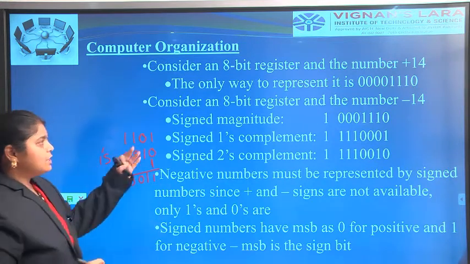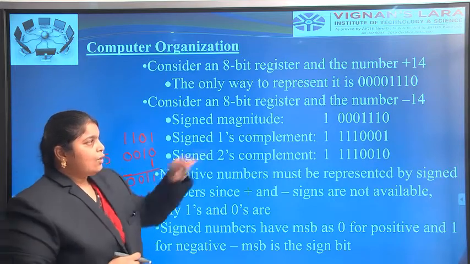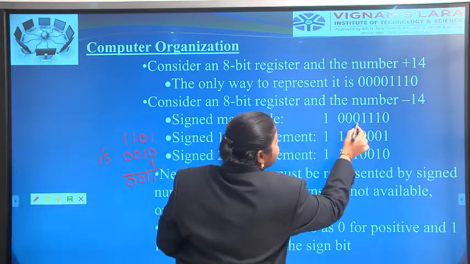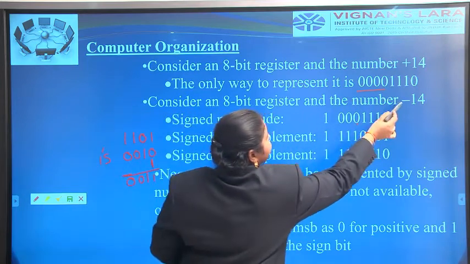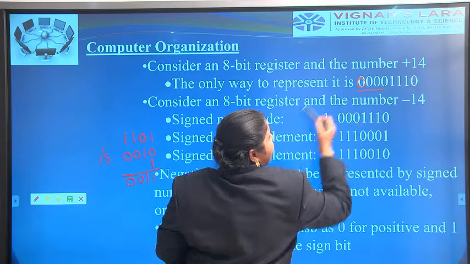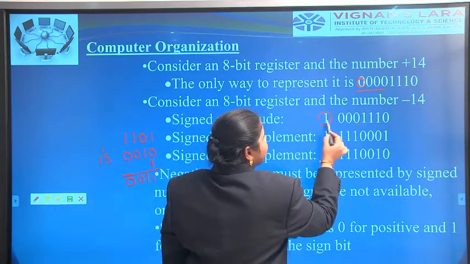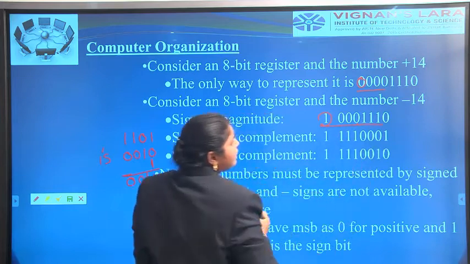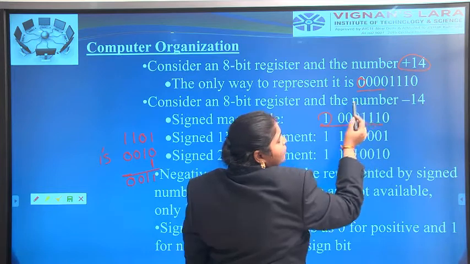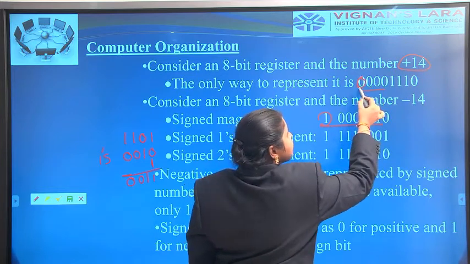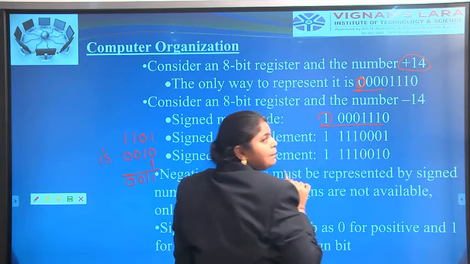Like that, in fixed point representation we take the 8-bit register, so the leading bits will be 0. Here this is a negative number. Positive numbers are represented with 0 and negative numbers are represented with 1. This is a total 8-bit register. Here we take the example as plus 14, which is a positive number, so the most significant bit will be 0.